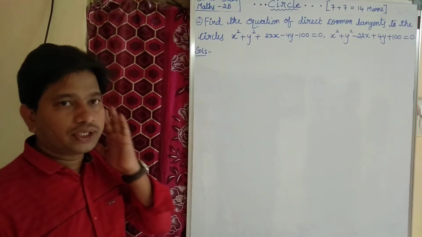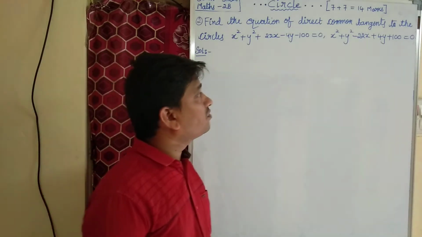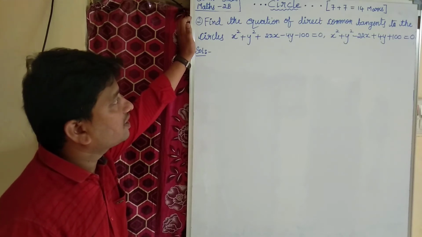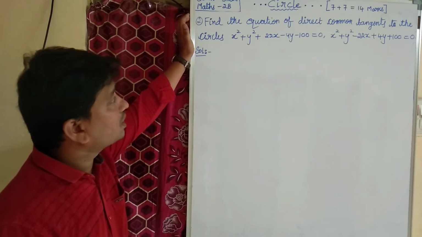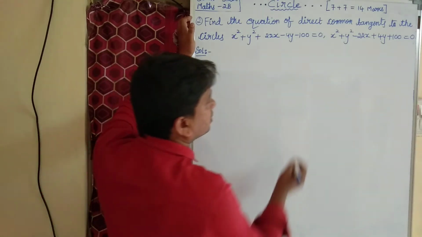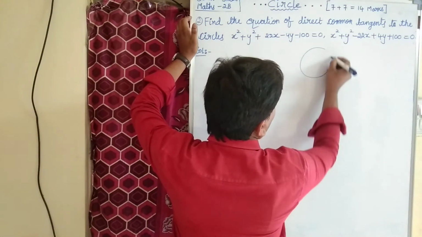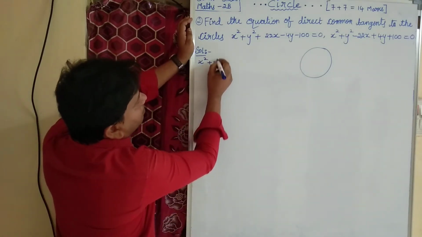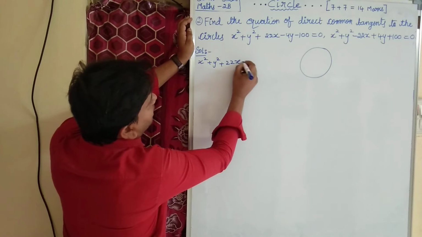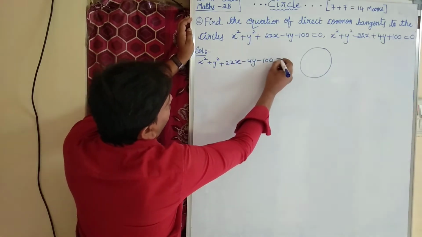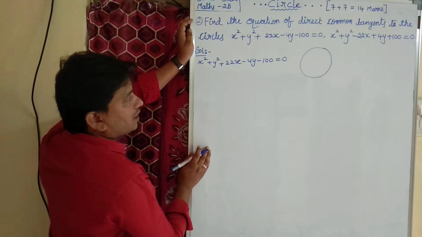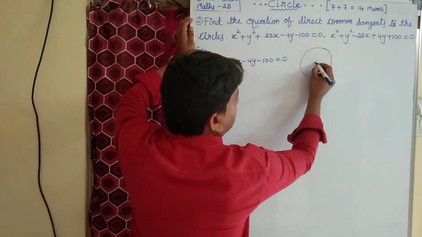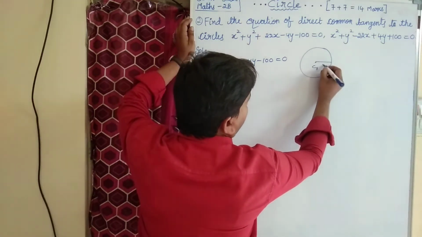Now coming to the second question: find the equation of direct common tangents to the circles. As we have two circles here, the first circle is x square plus y square plus 22x minus 4y minus 100 equal to 0. Let us find its center and radius. Center we call C1, radius we call R1.